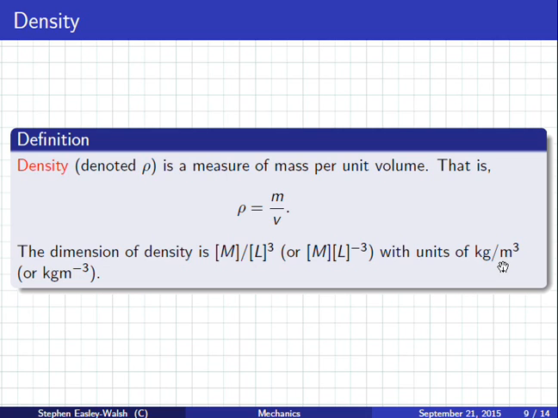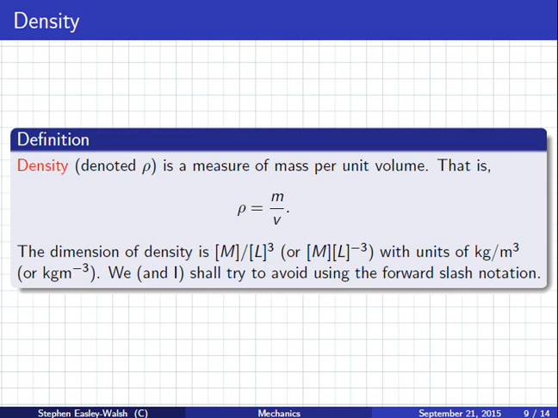I will try not to write this. I should not really write it like this. I should really write it like this: kilograms per meter cubed. You see with the minus 3, this minus 3 is meaning per meter cubed. So I shall try not to use the forward slash. I'll try to use the proper way of writing it.